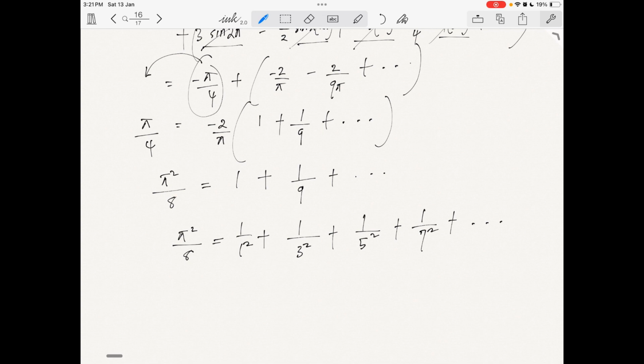In our next session, we'll be talking about even and odd functions.